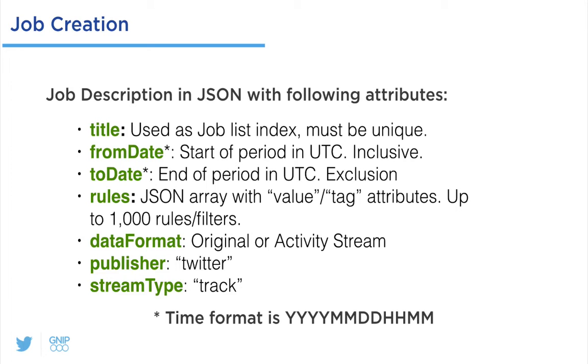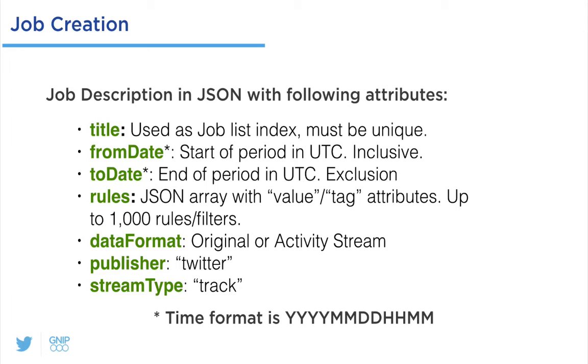There is also in the job description a rules attribute, and that rules attribute has a value which is a JSON array of up to 1,000 rules or filters. And for each rule and filter you will have a value attribute and also an optional tag attribute. And in a minute we'll show you a complete JSON object that shows these details.